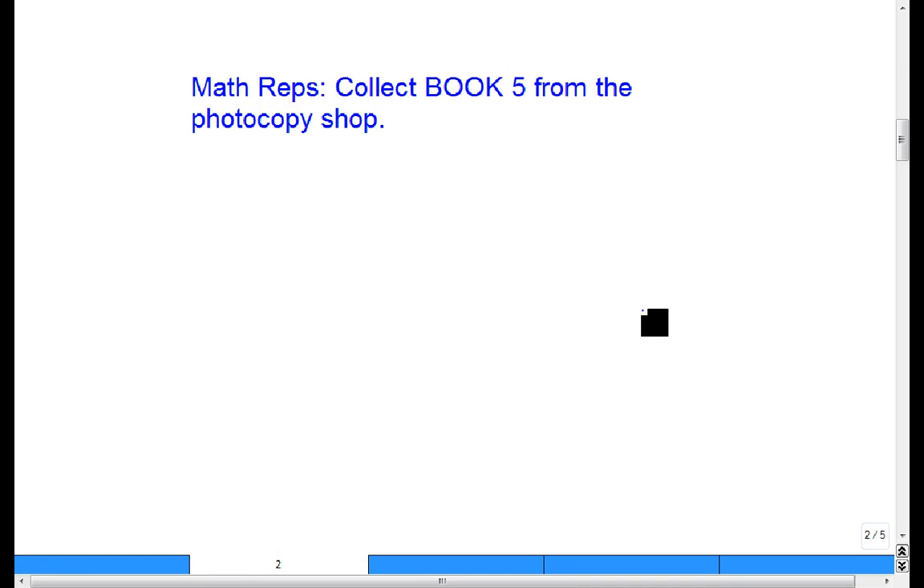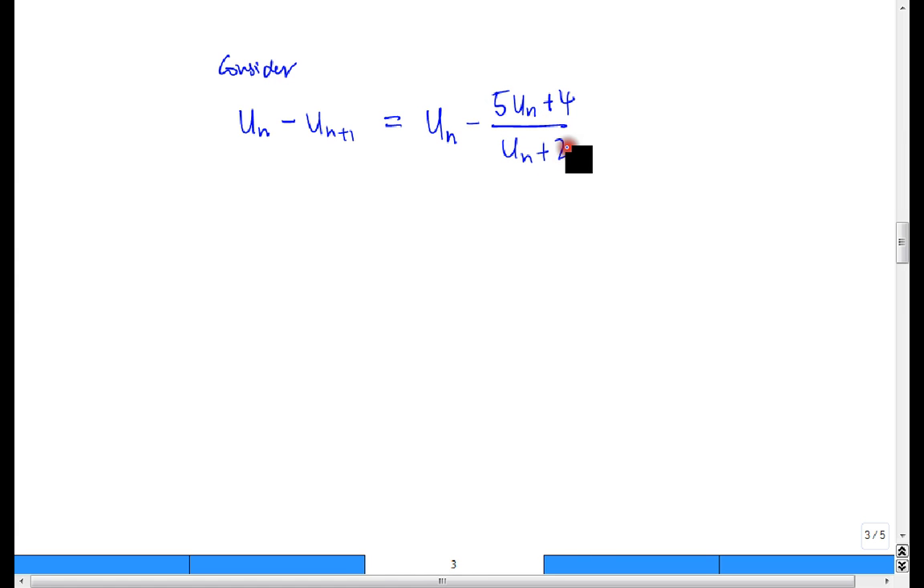Now, let's do this on a fresh page. Now, remember when we considered u_n minus u_{n+1}, correct? And we say that this is equal to u_n minus (5u_n plus 4) over (u_n plus 2). Correct? Of course, u_{n+1} is that. No problem. And we eventually show by algebraic approach that this is smaller than 0. Actually, what do we want to show? We want to show that this is negative. That's all we want to do.